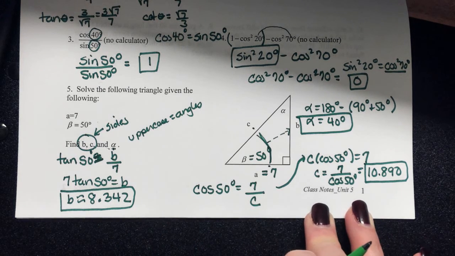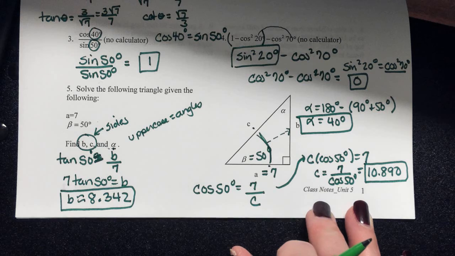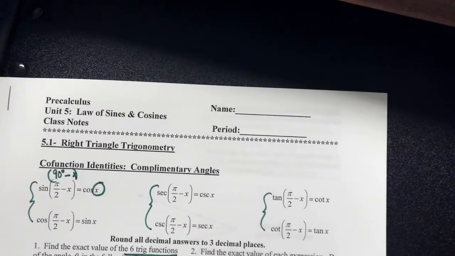So there's side B, side C, and angle A. That's what this unit's going to be about. It's going to be solving for sides and angles of triangles. In this section, it's just dealing with right triangles. When we move out of this section, we'll be dealing with triangles that are not right triangles. But we're going to be just solving for sides and angles in the right triangles in this section. All right, so any questions on this one? All right, let's take a look at some more.